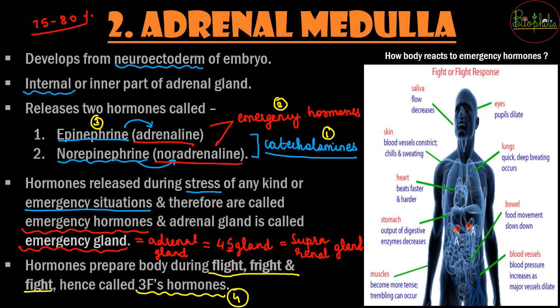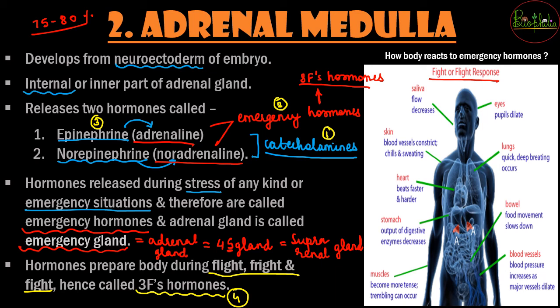उनको emergency hormones भी बोलते हैं, or these are also called 3F hormones, because these prepare the body for the 3F condition, that is फ्लाइट, फ्राइट एंड फाइट. सो उस कंडीशंस में जब आपकी बॉडी प्रिपेयर हो रही है फॉर फाइट और फ्लाइट रिस्पॉन्स, यानी आप लड़ोगे या वहाँ से भाग जाओगे, during that time what are the changes that happen in your body? So first of all, once you are frightened or once you want to fight, your body will have many more changes that occur because of this hormone release.